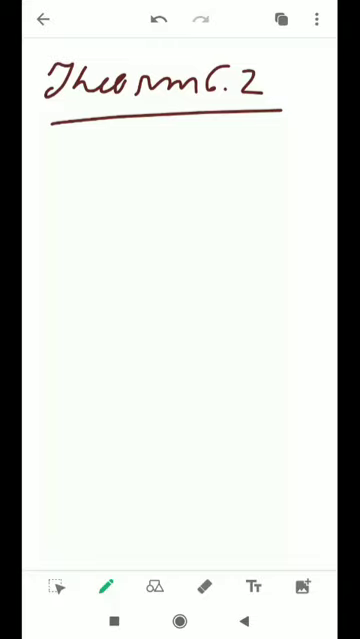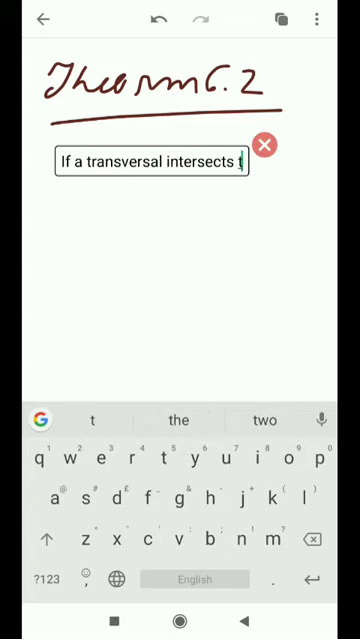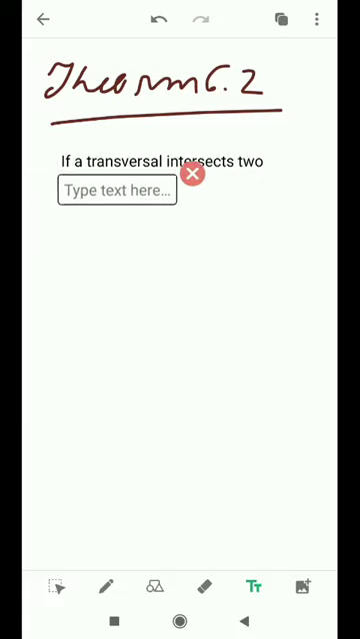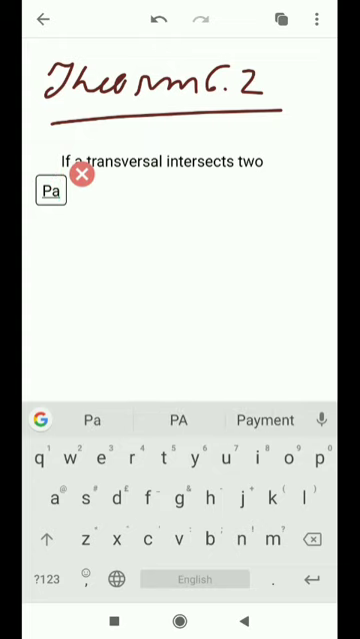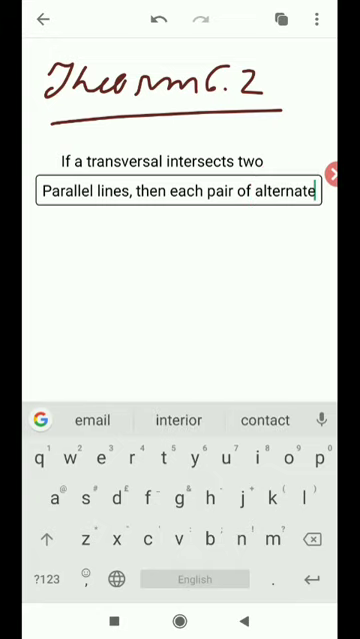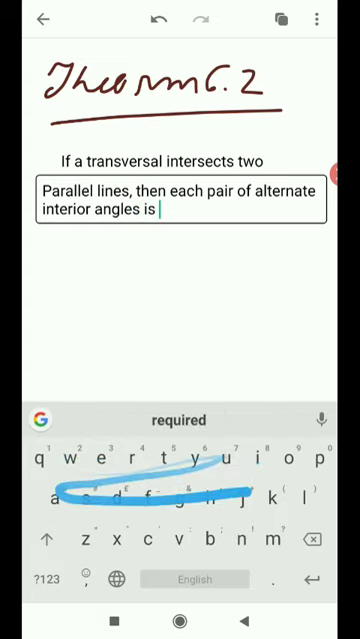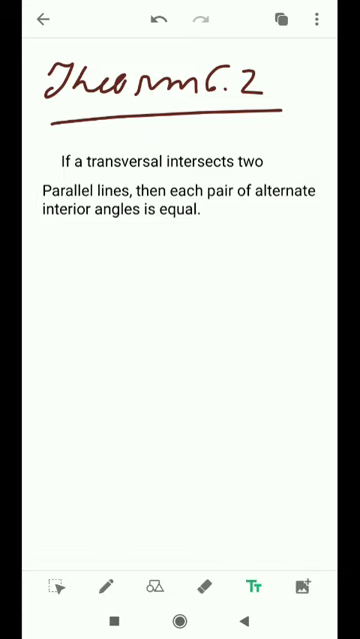So today's class 9 we are going to do theorem 6.2. Theorem 6.2 is given: if a transversal intersects two parallel lines, then each pair of alternate interior angles is equal. So this is the theorem and we need to prove it now.